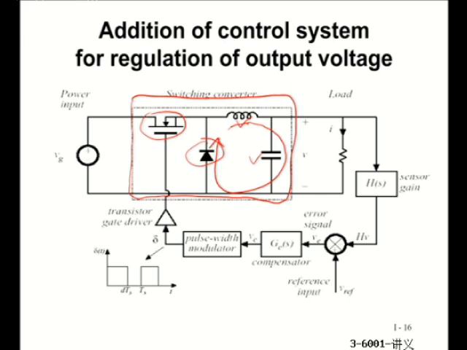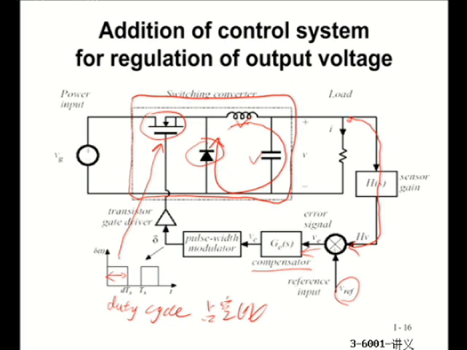Okay. On the other hand, we have feedback control. We need to measure the output voltage, compare it with reference in the controller. That difference is sent to a compensator. The compensator output is then sent to a pulse width modulator to adjust the duty cycle. Duty cycle of the control signal for the power MOSFET.